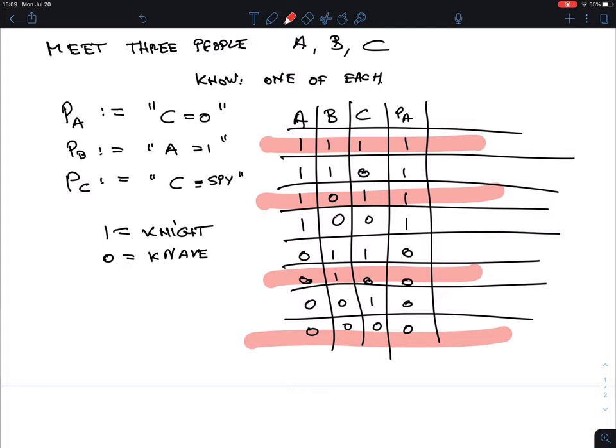Okay, so next then, the statement is PB, which says that A is 1. Now, when is PB true?